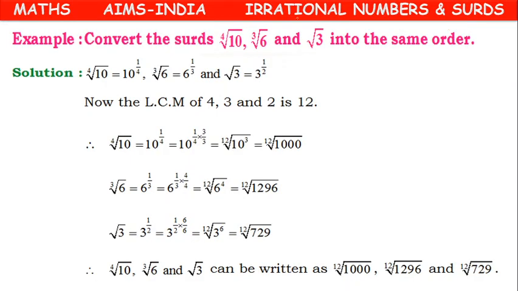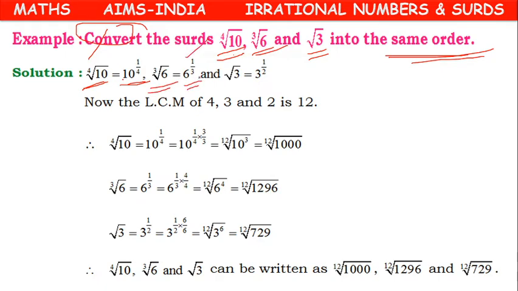Okay, children. Next, another question. Write the 4th root of 10, cubed root of 6, and square root of 3 into the same order. We have to convert them into the same order. 4th root of 10, in exponential form, is 10 to the power of 1 by 4. Cubed root of 6 is 6 to the power of 1 by 3. Square root of 3 is 3 to the power of 1 by 2.